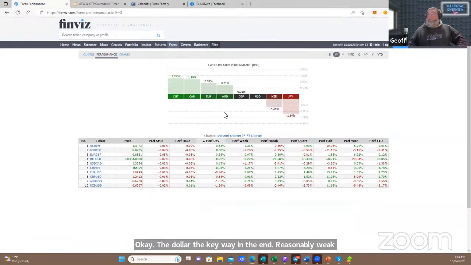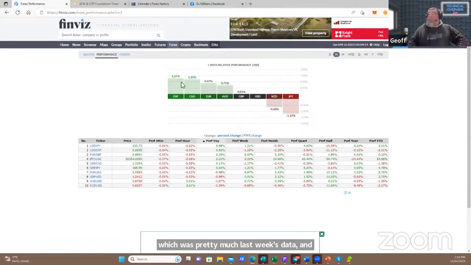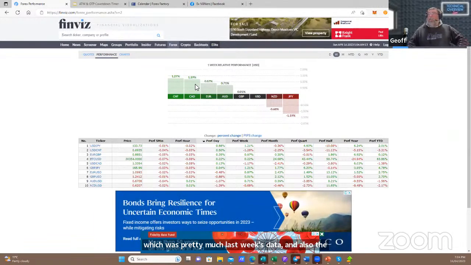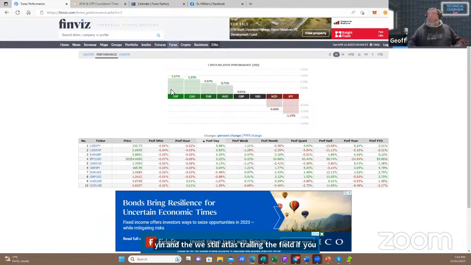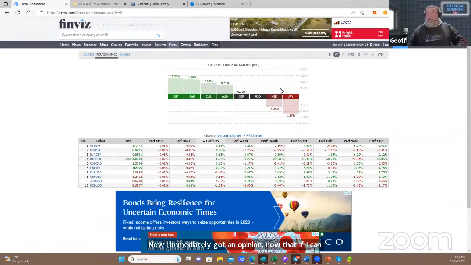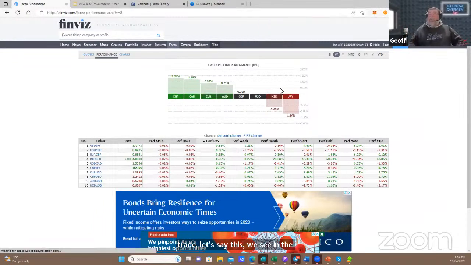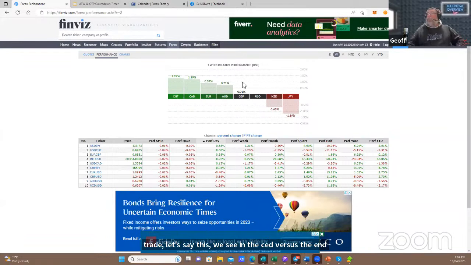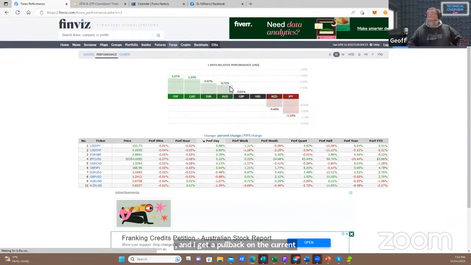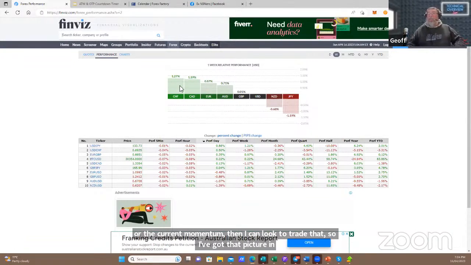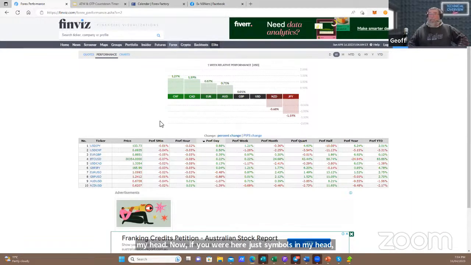Then I get down to the weekly chart, which was pretty much last week's data. And I see the Swissy and the CAD still top the list here. Euro not far behind, and the yen and the Kiwi still hapless, trailing the field, if you like. Now, I immediately got an opinion that if I can trade, let's say, the Swissy and the CAD versus the Kiwi or the yen, and I get a pullback from the current trend, or the current momentum, then I can look to trade that. So I've got that picture in my head. Now, if your head is similar to my head, you probably want to write that down somewhere or record it so that you don't forget.